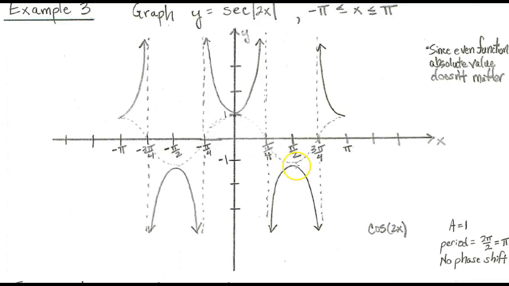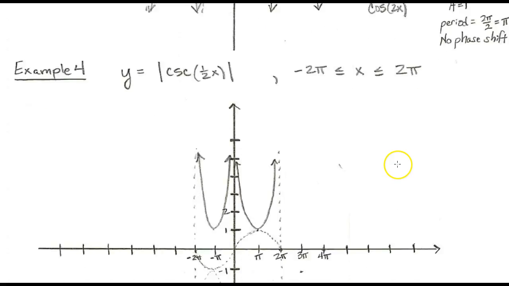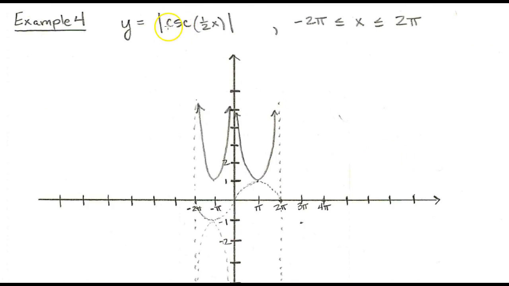1 over the 1 is 1. And then as I get closer and closer to 0, 1 over 0, that's getting closer and closer to minus infinity. Same way over here. 1 over 1 is 1, and then 1 over 0 is getting closer and closer to infinity, etc. Okay, so again, if you understand cosine and sine, then that makes you understand how variations of secant and cosecant work. And here's an example of, okay, absolute value of cosecant of 1/2 x.